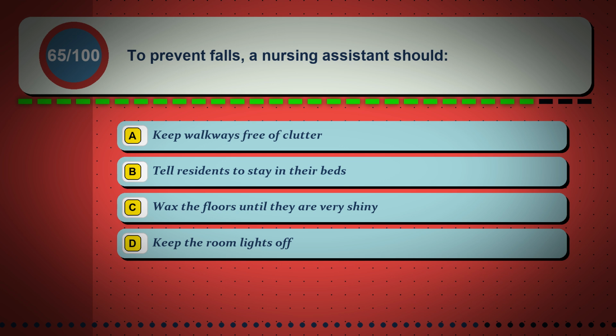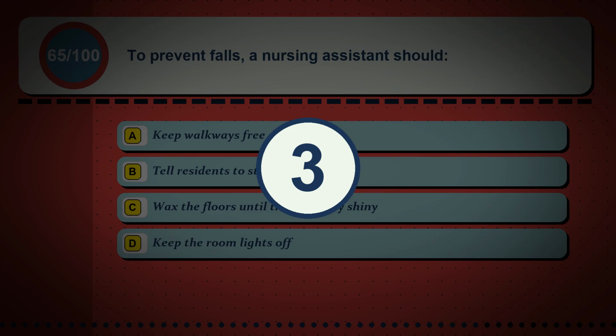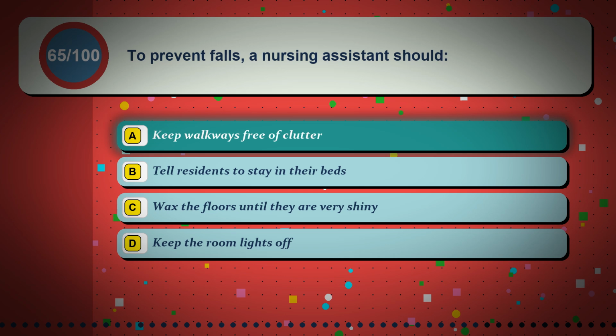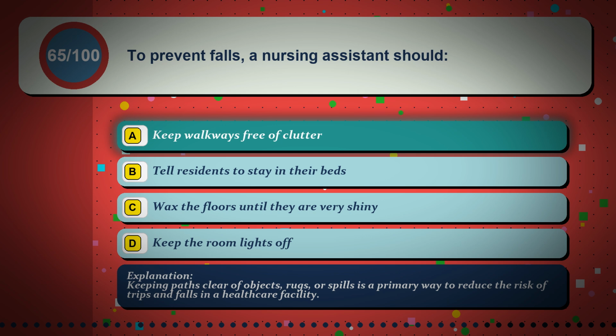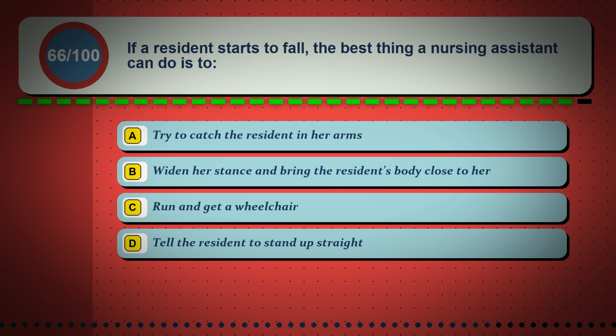Question 65. To prevent falls, a nursing assistant should option A, keep walkways free of clutter. Option B, tell residents to stay in their beds. Option C, wax the floors until they are very shiny. Option D, keep the room lights off. The correct answer is option A, keep walkways free of clutter. Keeping paths clear of objects, rugs, or spills is a primary way to reduce the risk of trips and falls in a healthcare facility.